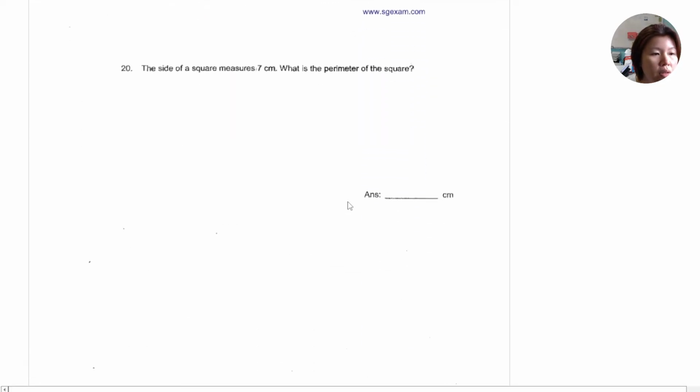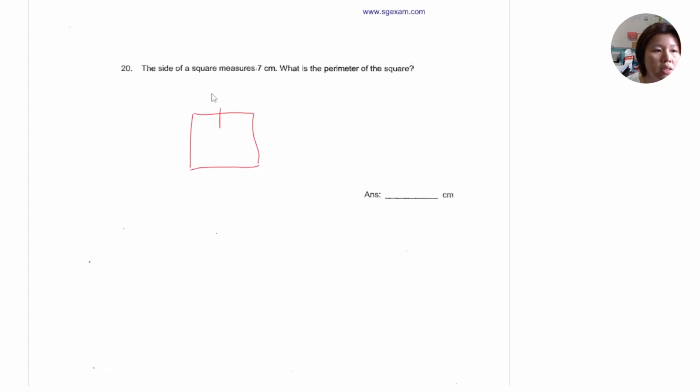Let's move on. The side of a square measures 7 cm. It didn't give you a square, but you can draw your own square since the side is 7 cm. And as I say, a square has all sides equal. So perimeter will be 7 times 4, because all the sides are 7, which equals 28.